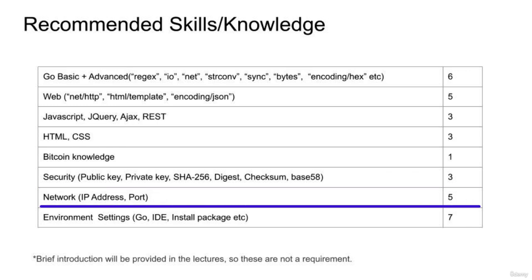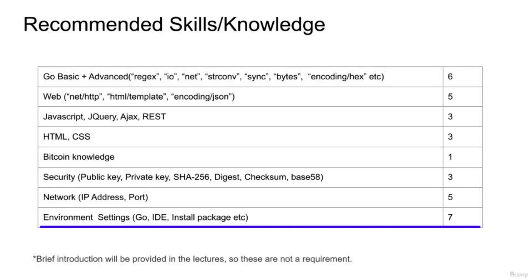Next is network. This time we're going to launch the blockchain node, so if you're familiar with IP address and port, this course may be easier to understand. And last is environment settings. Depending on what version of Go you download, you may see that there are differences between the download processes. There may be slight differences between the Go versions and also the IDE. If you're familiar with how to download these, you shouldn't have any problem with this course.